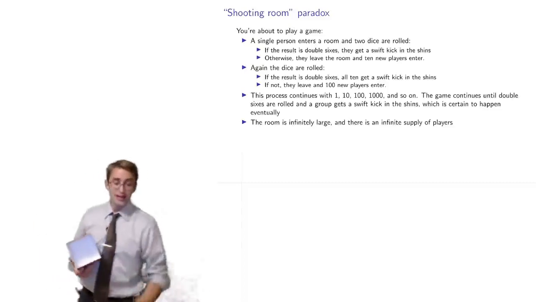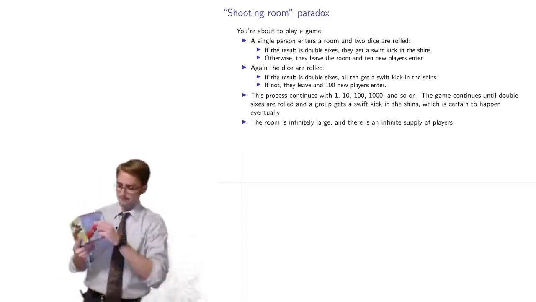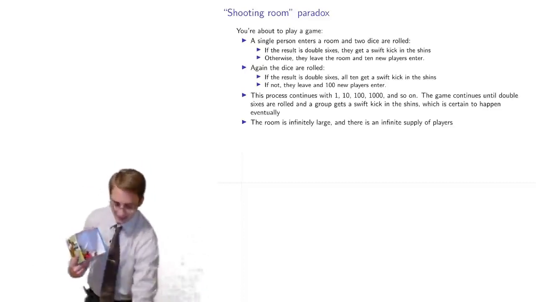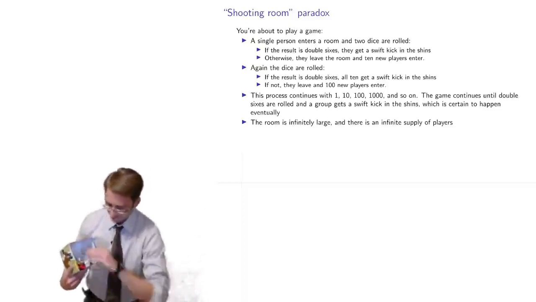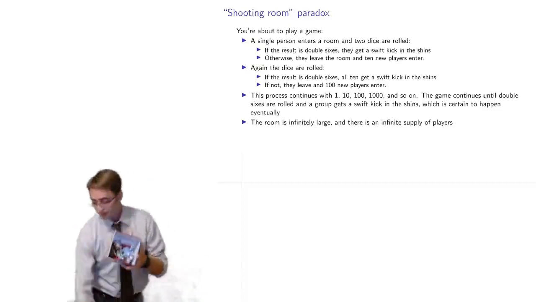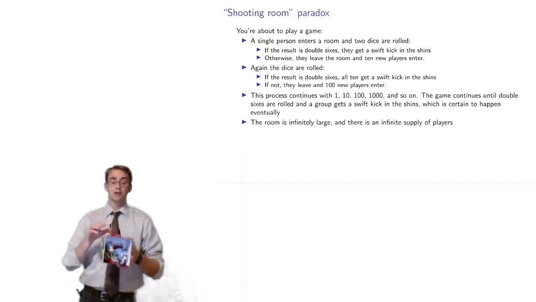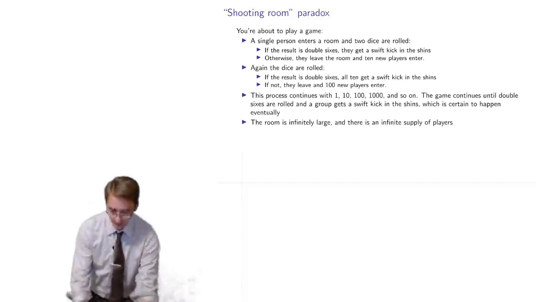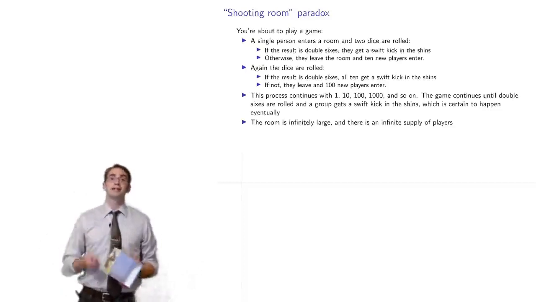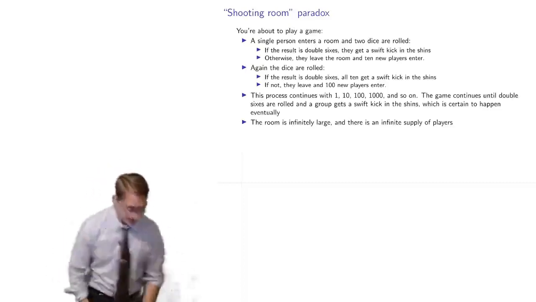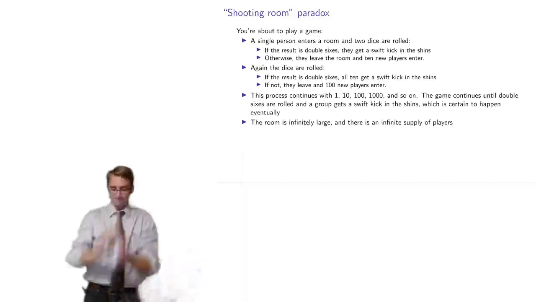They're as happy as can be, and now 10 people enter the room instead. And those 10 people are going to participate in the same kind of game. So 10 people are now going to walk back in. And once again, we've got 10 people in the room, and we're going to roll the dice. So if the dice show double 6s, all 10 of these people get a kick in the shins, the game is over, and what's done is done. If the result on those dice is not 2 6s, then those 10 people leave, and they get replaced by 100 people who now enter the room.